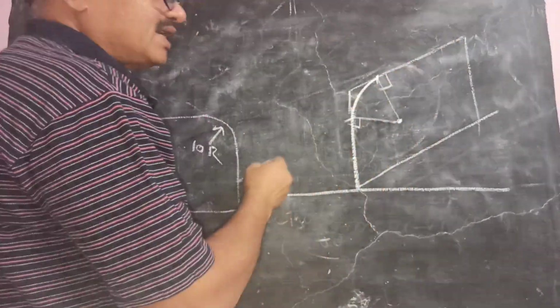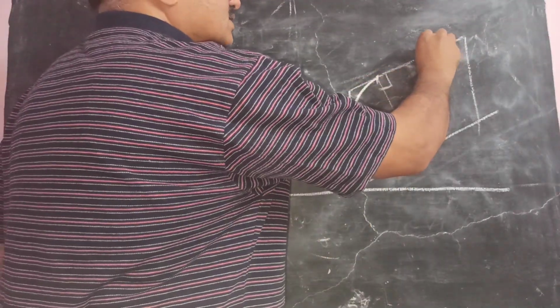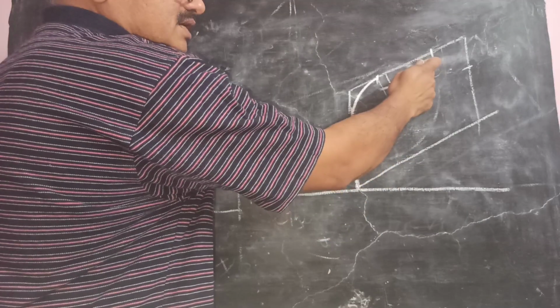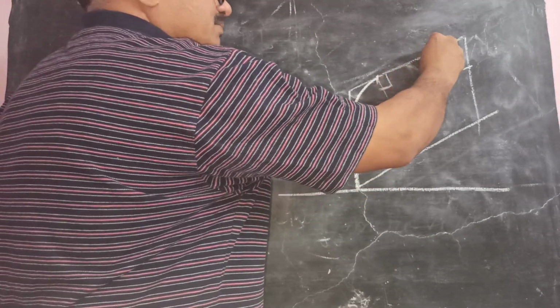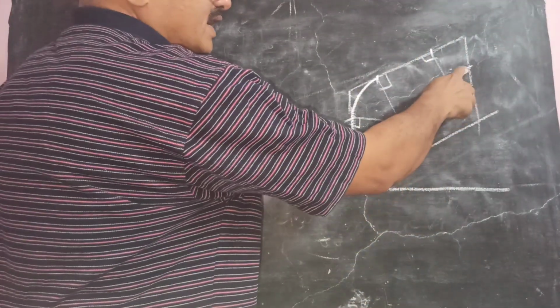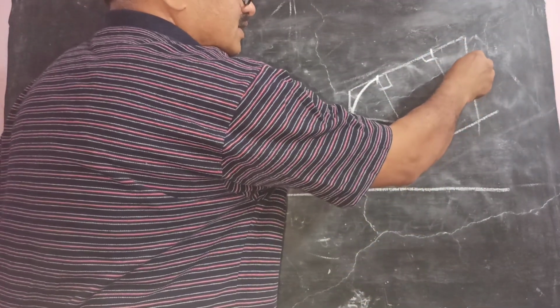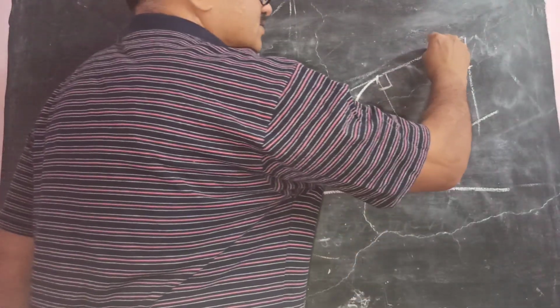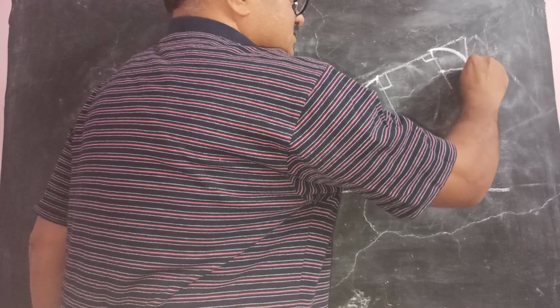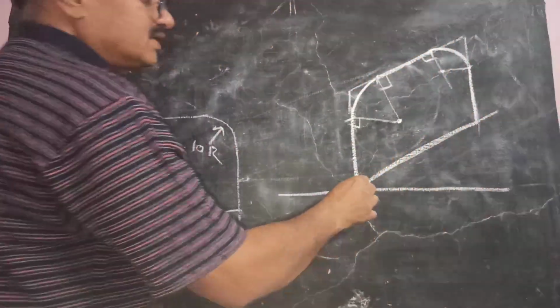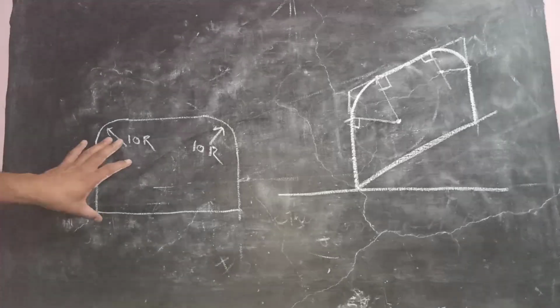Again it is having 10r, means 10 radius. Mark 10 from here, 10 from here. To this line at this point, draw a perpendicular. This angle must be of 90 degrees. Again at this point to this line, draw a perpendicular. Take this intersection point as center and draw this. So this is the isometric of this particular shape.